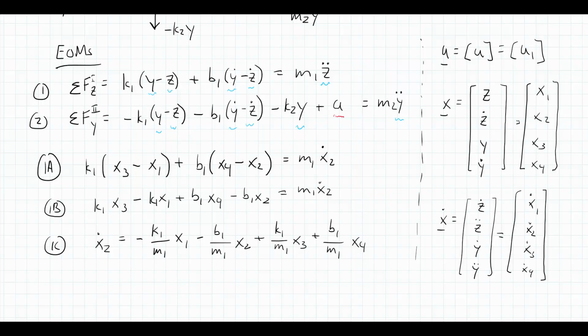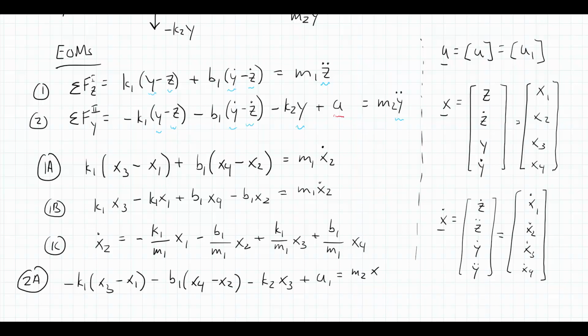So 1c I'm going to put aside for now, and I'm going to do the same thing to 2 to create 2a. All right, so here I have a negative k1. Y I can only call x3 minus z, which is x1. I have a b1 y dot, same thing as I had in 1. Y dot can be x4 or x3 dot. I'm obligated to write it as x4 minus z dot, which I will write as x2, minus k2 times y, which is x3, that's the only choice I have, plus u, which is u1, equals m2.